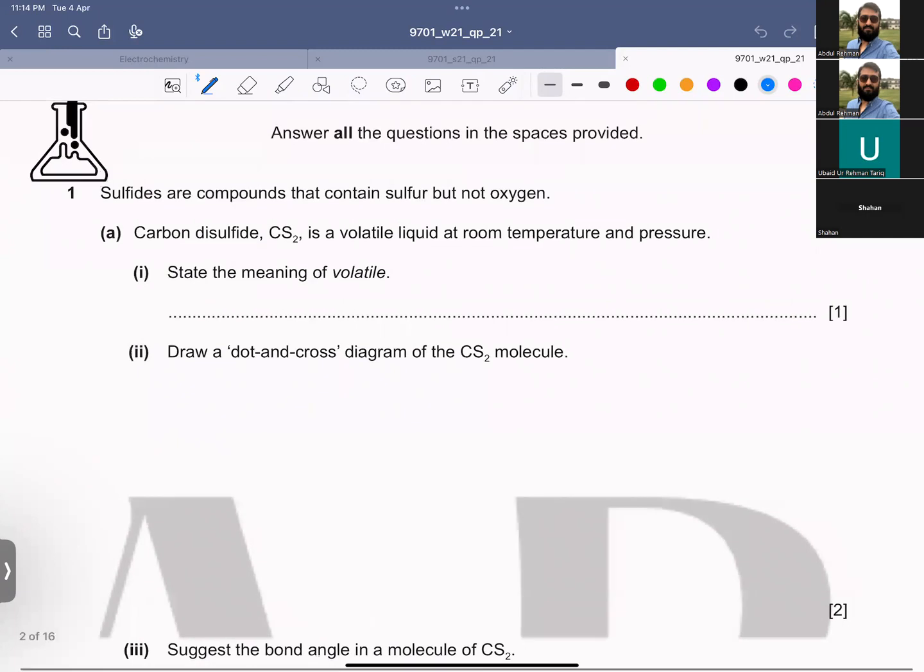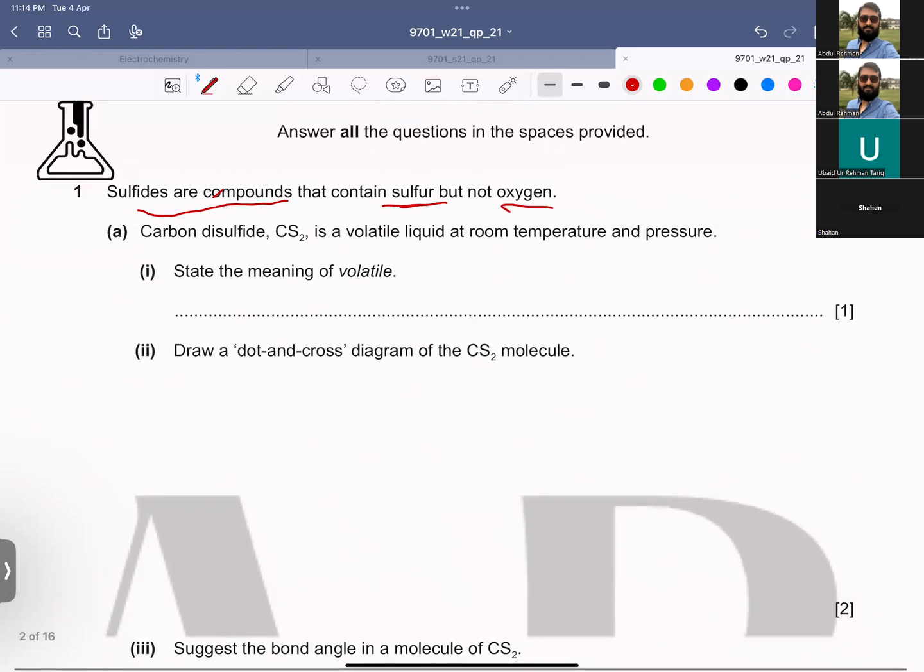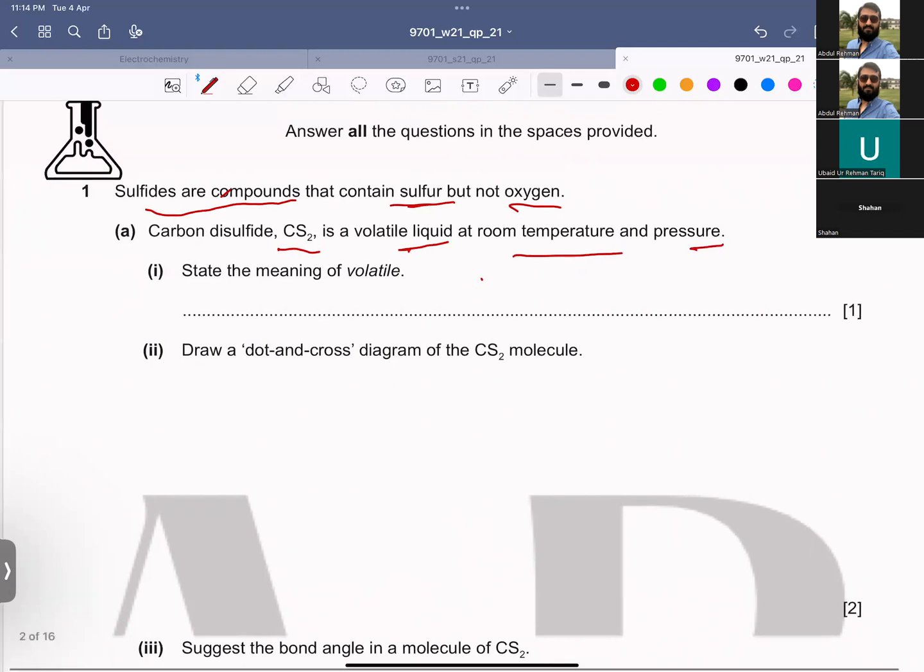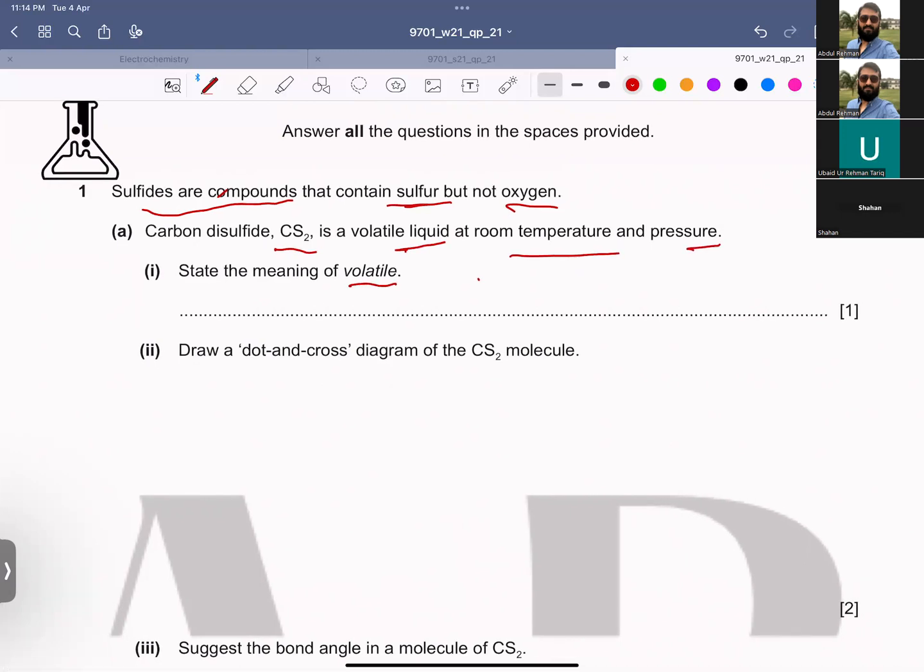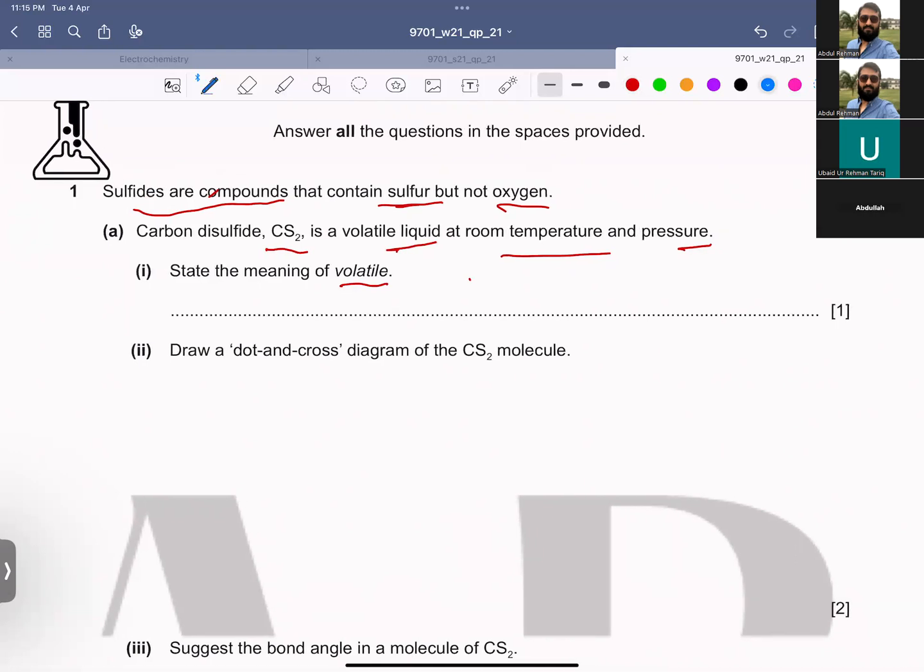Sulfides are the compounds that contain sulfur but not oxygen. Carbon sulfide CS2 is a volatile liquid at room temperature and pressure. State the meaning of volatile. Can anybody recall what volatile means? A substance that easily evaporates in normal conditions.